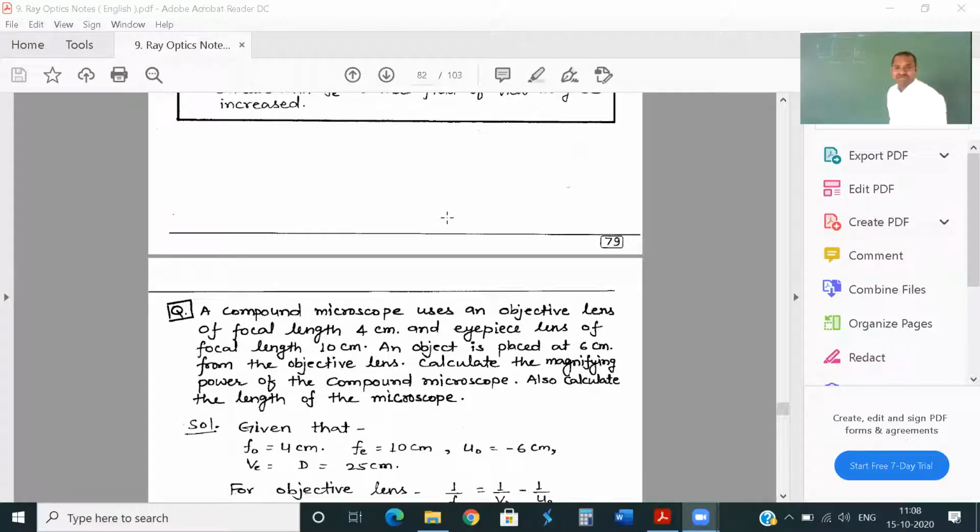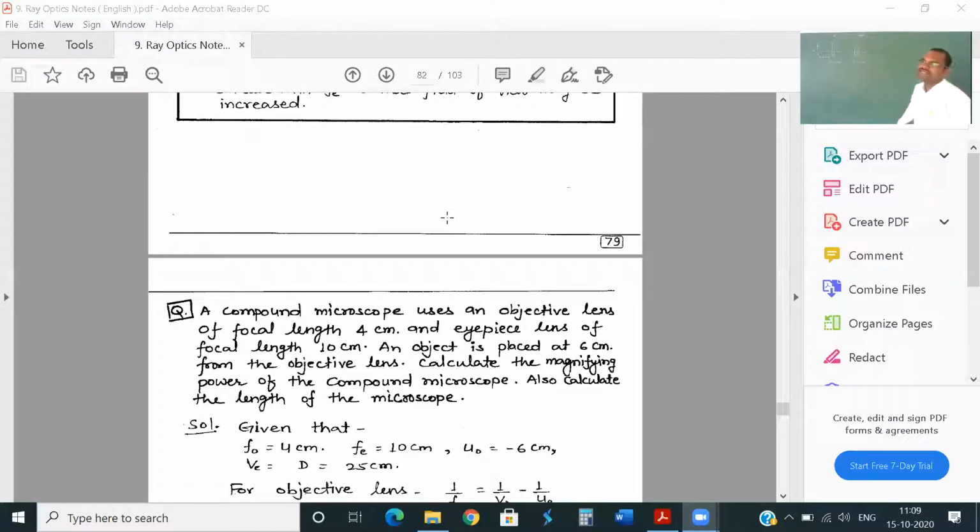Calculate the magnifying power of a compound microscope. Compound microscope magnifying power, how much you need to find. And also calculate the length of the microscope. Length of the microscope also you calculate, they are saying. Okay, sir. No problem. We can calculate.